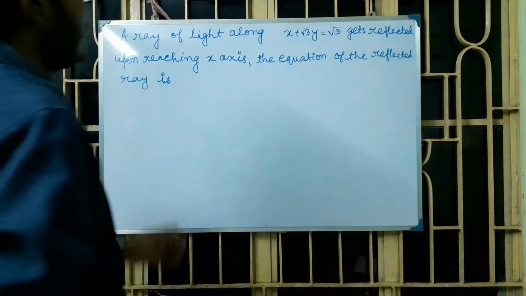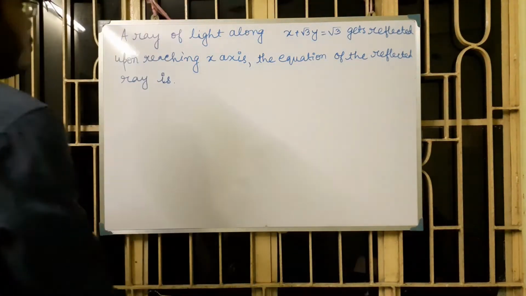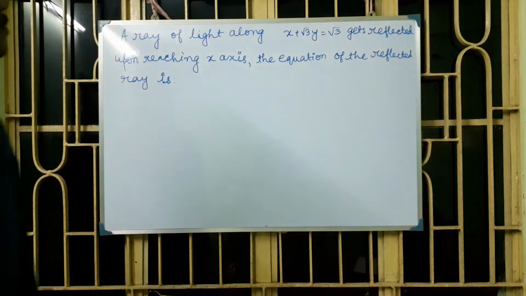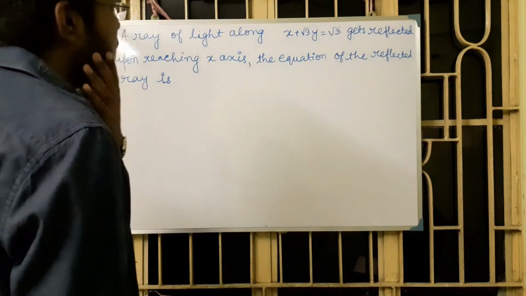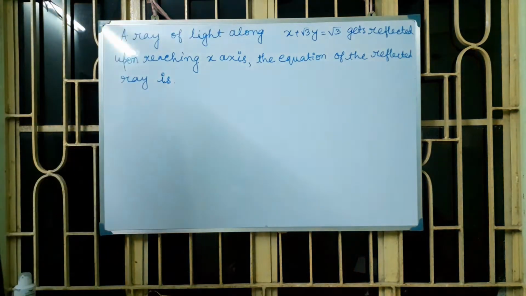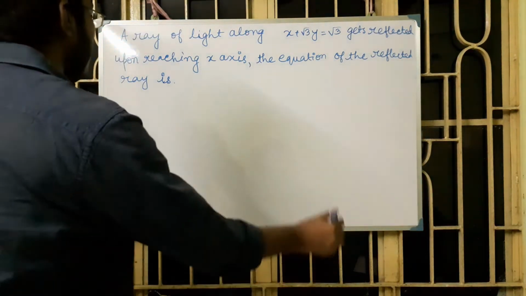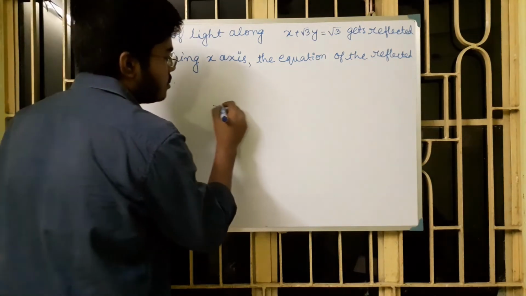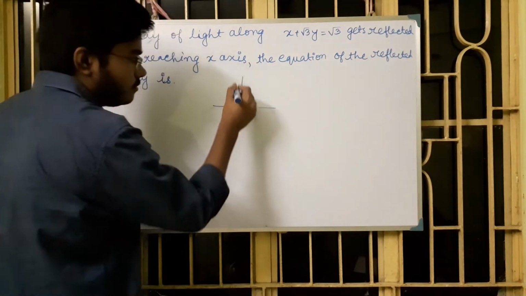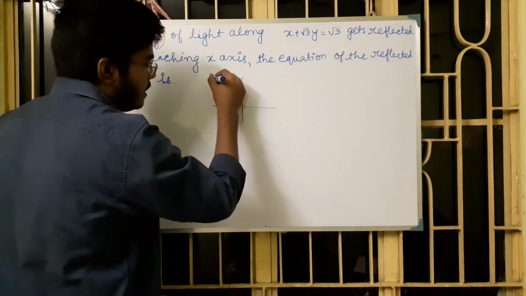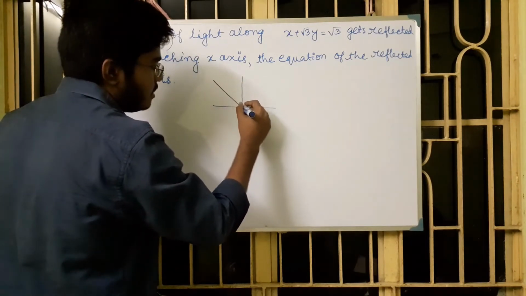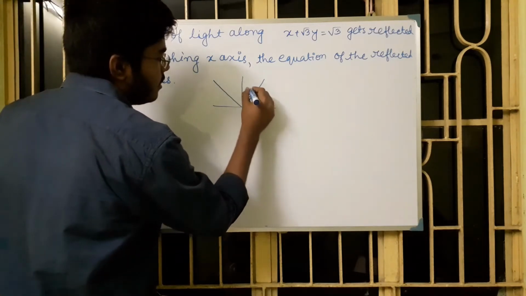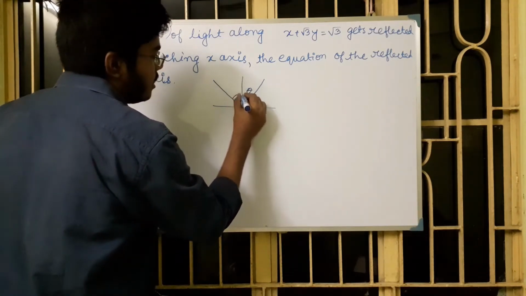The problem based on the topics. The next problem is: a ray of light along x plus root 3 y equal to root 3 gets reflected upon reaching the x-axis. Find the equation of the reflected ray. So a fundamental physics theory is that the normal divides the incident angle and the reflected angle into equal angles.